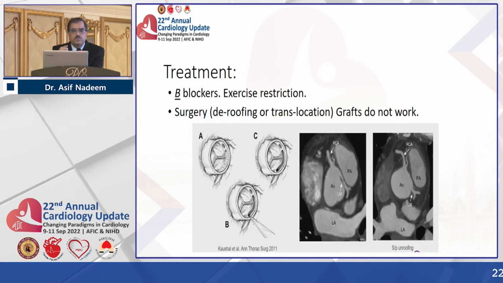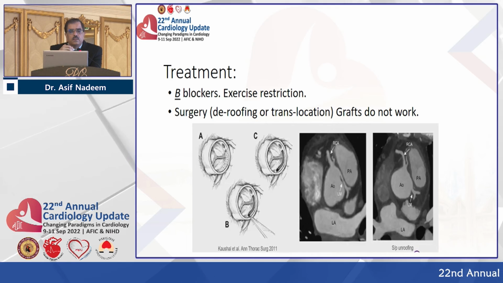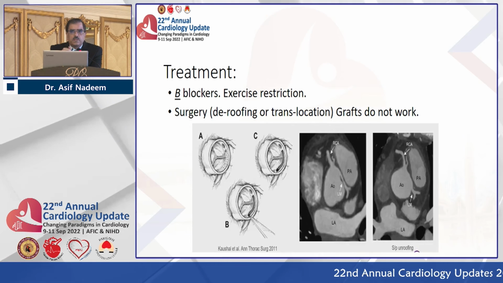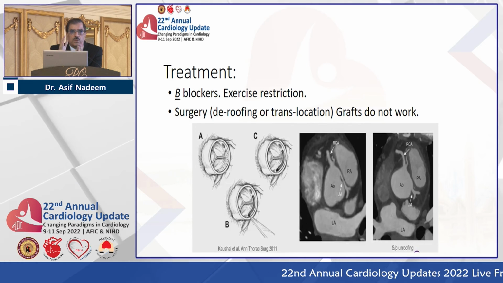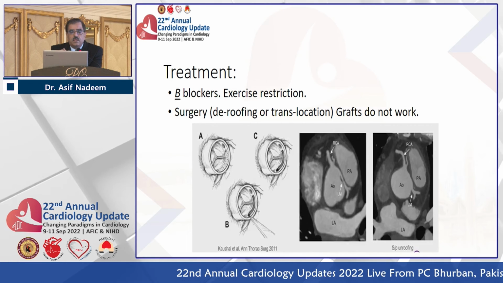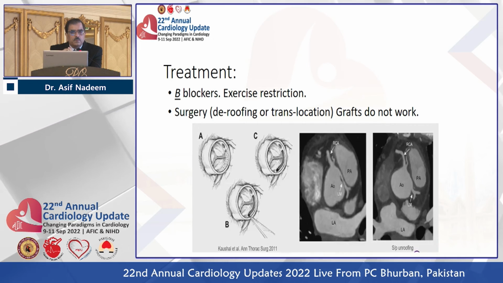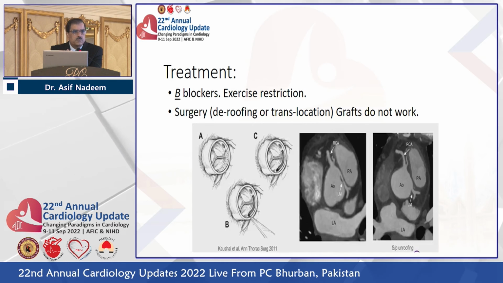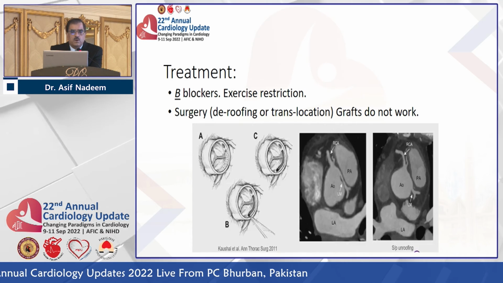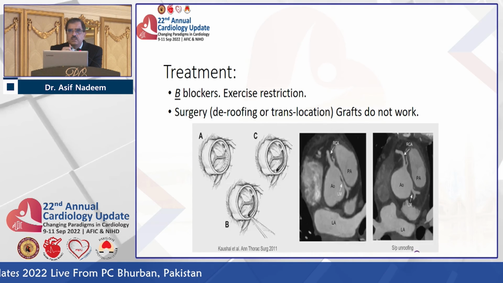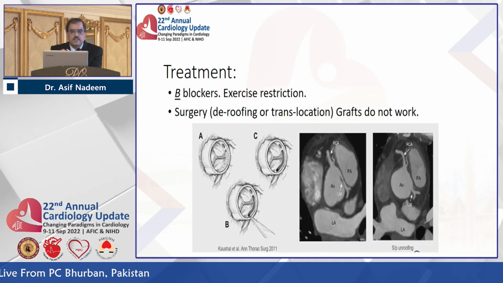So what treatment options do we have? Medical management: beta blockers, to slow the heart rate a little so that the artery is not squashed in between the aorta and the pulmonary artery. You will tell them to restrict their exercise, which is very important because competitive sports or things like that can potentially lead to sudden cardiac death.